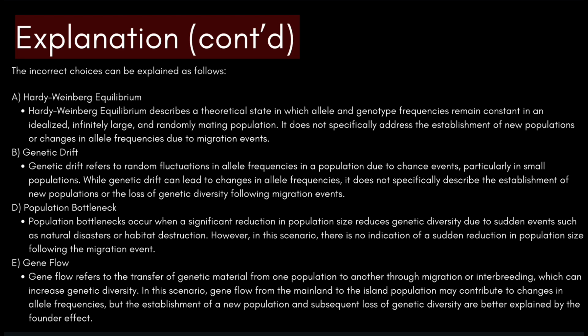Population bottlenecks occur when a significant reduction in population size reduces genetic diversity due to sudden events such as natural disasters or habitat destruction. However, in this scenario, there is no indication of a sudden reduction in population size following the migration event. Gene flow refers to the transfer of genetic material from one population to another through migration or interbreeding, which can increase genetic diversity. In this scenario, gene flow from the mainland to the island population may contribute to changes in allele frequencies, but the establishment of a new population and subsequent loss of genetic diversity are better explained by the founder effect.